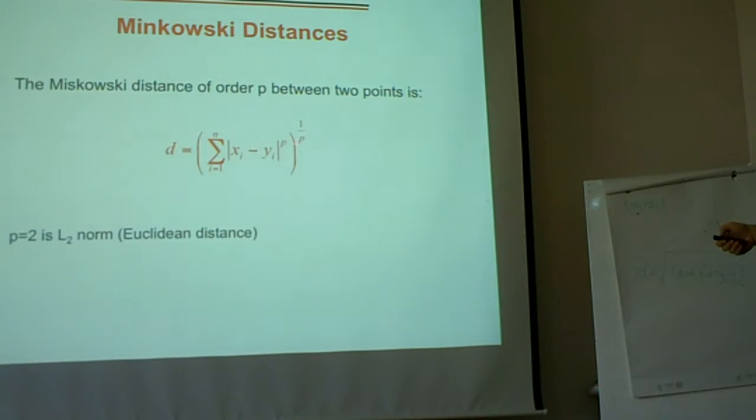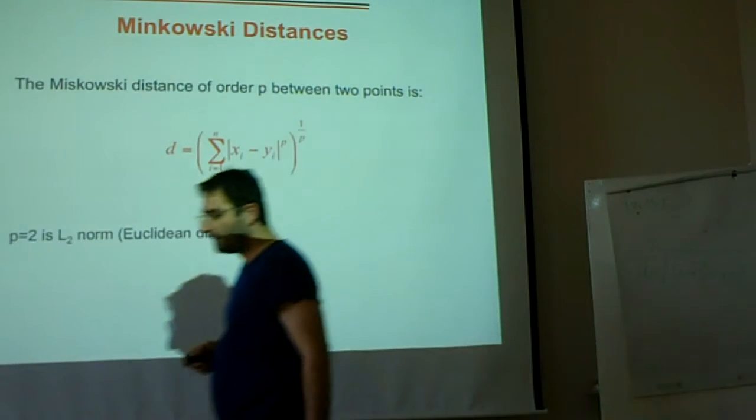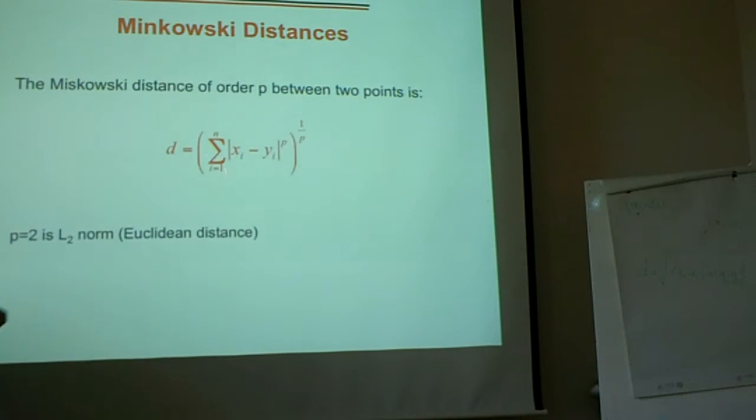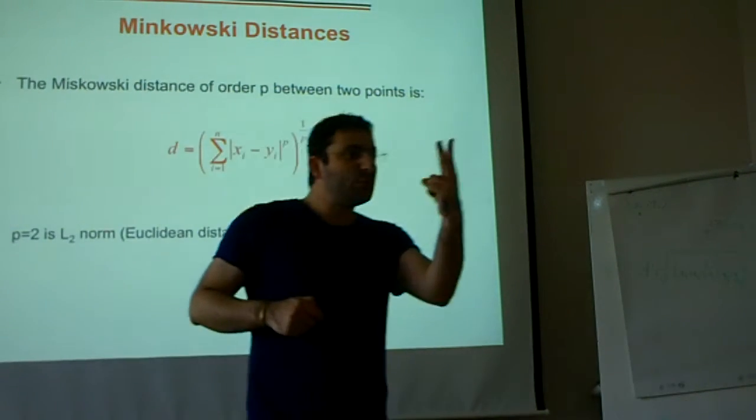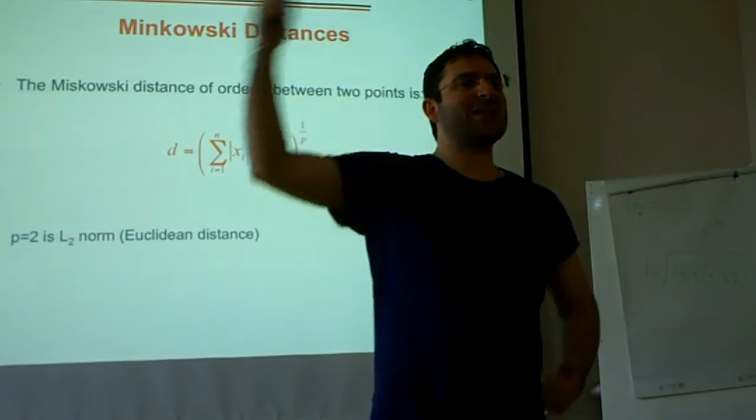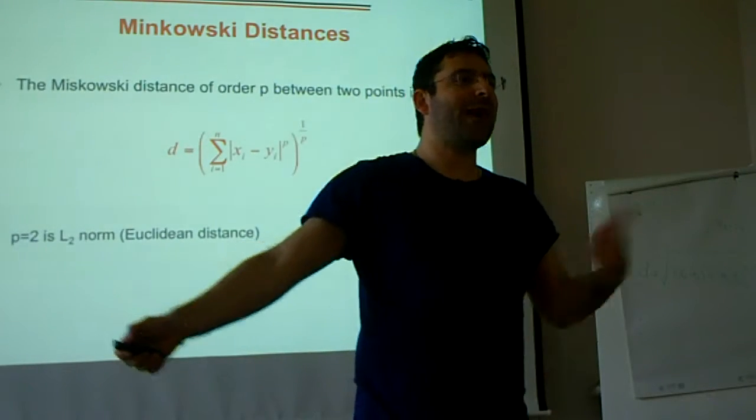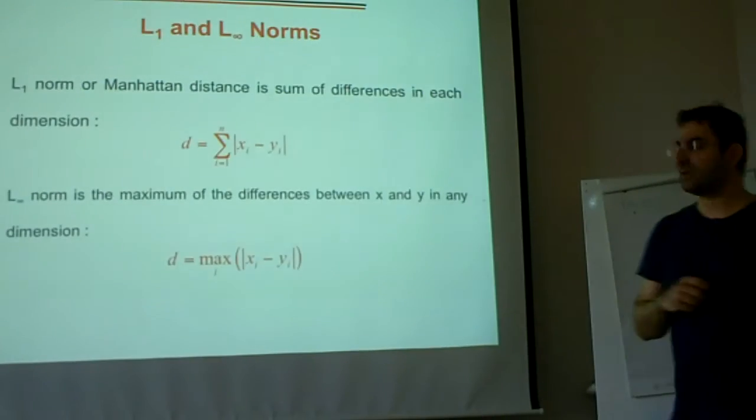If P is 2, what happens? We have xi minus yi, this point minus this point squared, and all the values are added, and then a square root if P is equal to 2. We also call this Euclidean distance L2, or second norm. Second norm is important, as are the first norm, L1, and norm infinity. So we will talk about these two norms also.